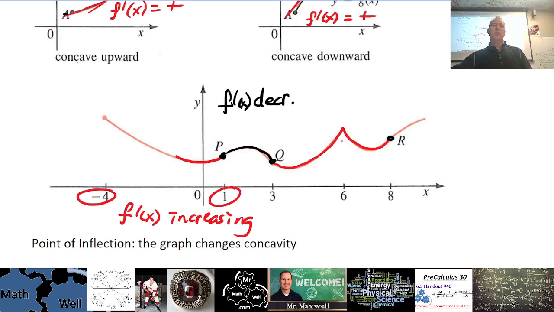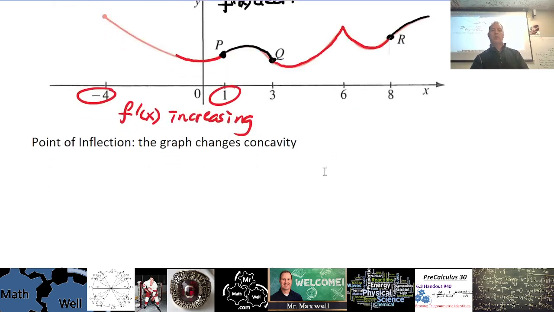It's increasing, and it's also increasing over here. But at R, we do have a change of concavity. So either change of concavity from positive, concave up, or negative, concave down. Okay, so point of inflection where the graph changes concavity.